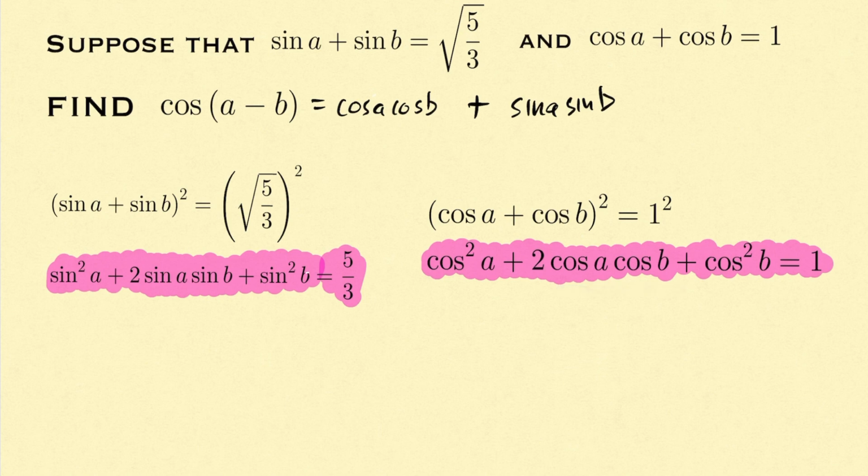I'm going to add both of these equations. If I view this as equation 1 and this as equation 2, we can add both of them. At least this expression will be in the sum of these two equations. Doing so gives us the following.